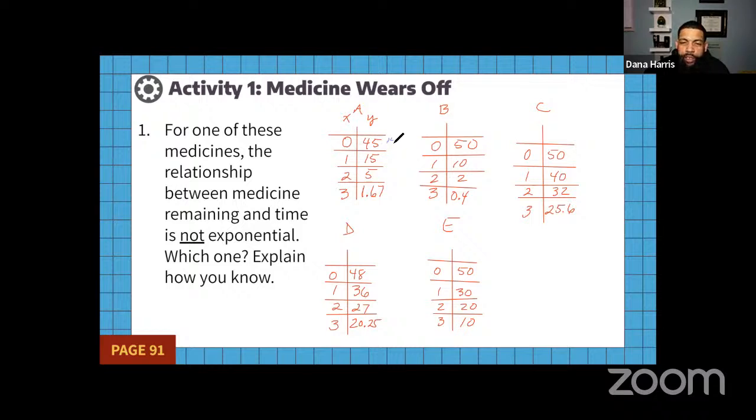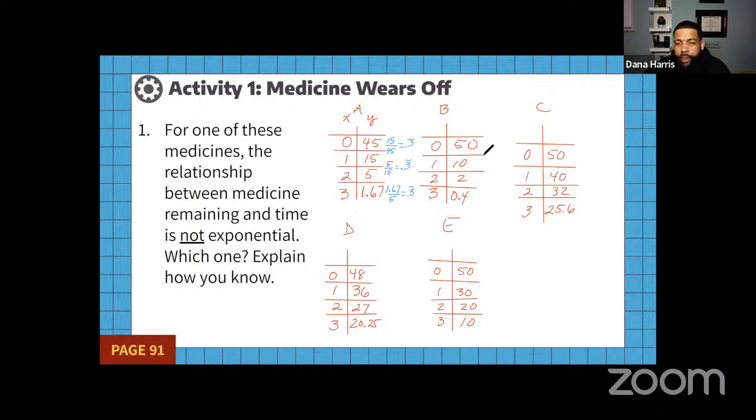So we're going to say 15 over 45, and that equals 0.3. It's a repeating decimal. Then I say 5 over 15, that equals 0.3. And it is 0.3 repeating, so we could do that. And then 1.67 over 5 equals same thing, 0.3.